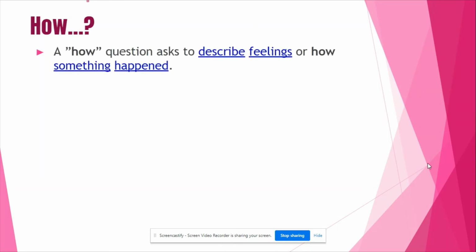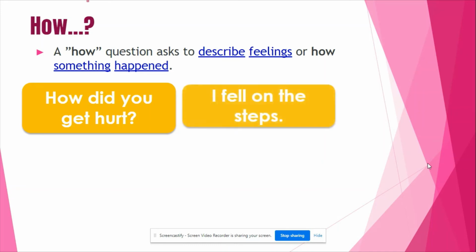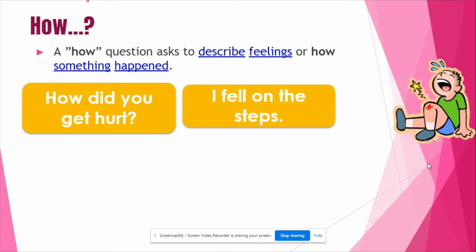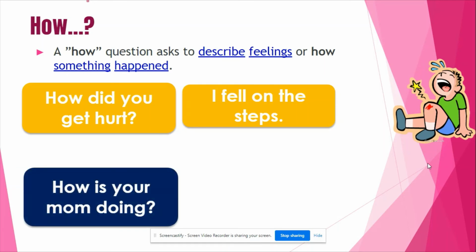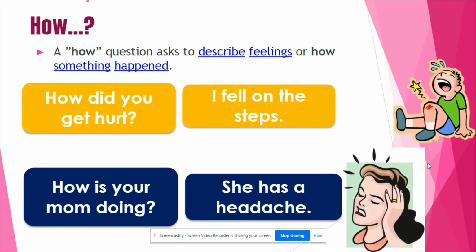Now we're going to look at the question word how. And there are different instances when we use this word. Okay, so let's take notes and let's practice our pronunciation. I use the question word how to describe feelings or how something happened. How did you get hurt? I fell on the steps. How is your mom doing? She has a headache.